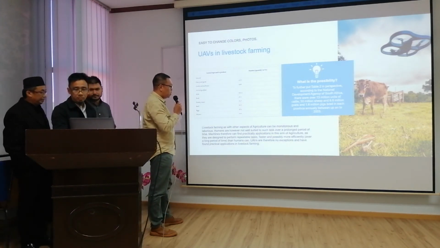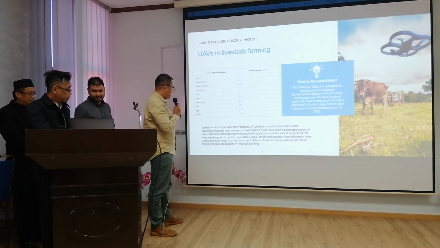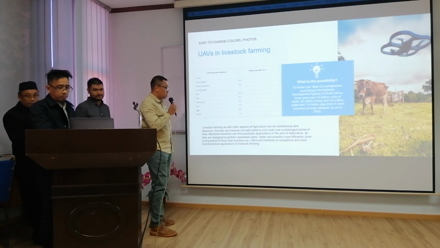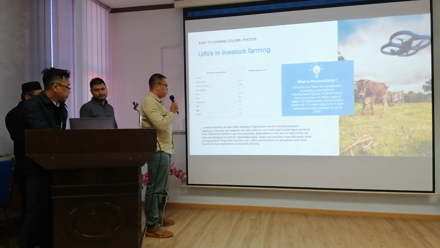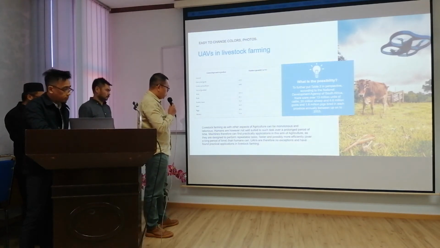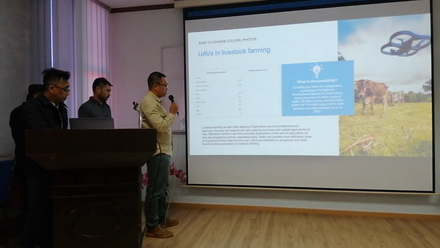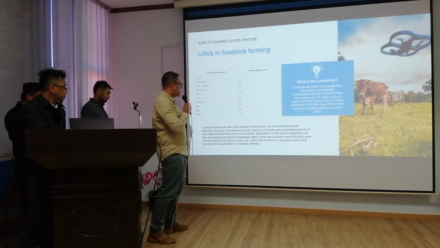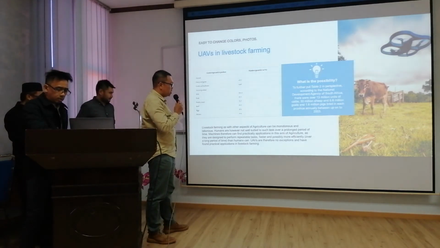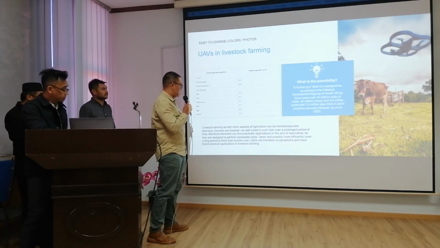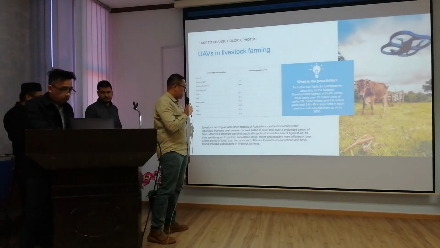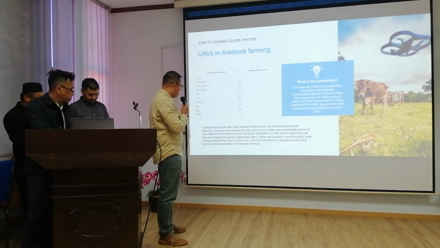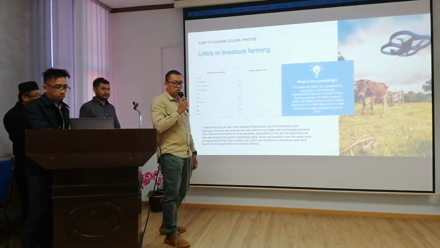Livestock farming, as with other aspects of agriculture, can be monotonous and laborious. Humans are, however, not well suited to such tasks over a prolonged period of time. Machines, therefore, can find practical applications in this arm of agriculture, as they are designed to perform repeatable tasks faster and possibly more efficiently over a long period of time than humans can. UAVs are therefore no exception and have found practical applications in livestock farming.